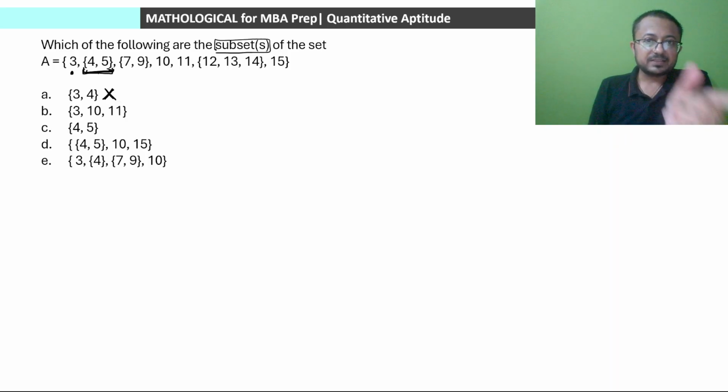ठीक है, 4, 5 वाला सेट जो एलिमेंट है एज सच, that is not included. 3, 10, 11: 3 is the element, 10 is the element, 11 is the element, all are elements which are included. So definitely option B is a subset, and that is also a proper subset.